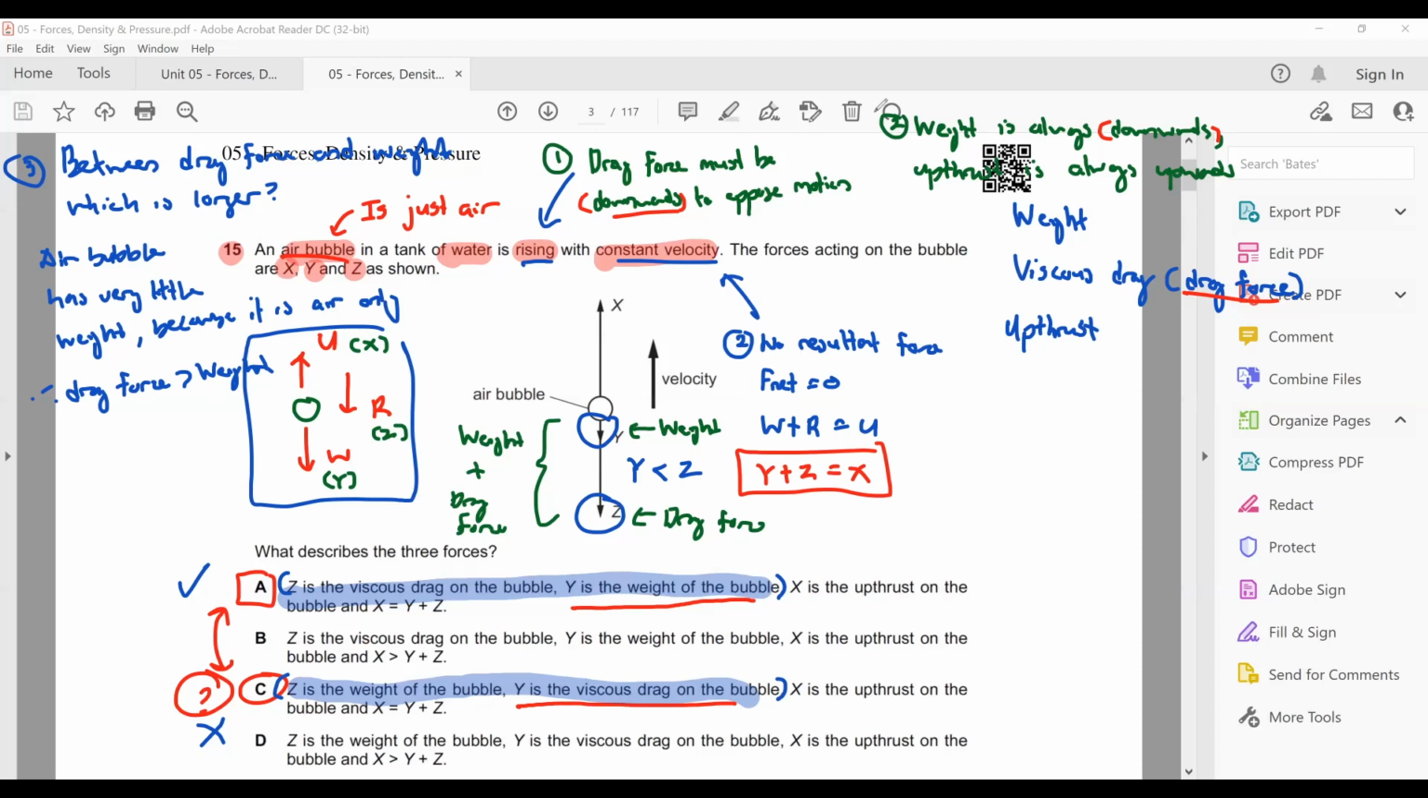So you would say that Z is the viscous drag on the bubble. Y is actually the weight, whereas X is actually the upthrust, and X is equal to Y plus Z. Okay? So that's the conclusion here, the reasoning here. So C seems somewhat similar, but there's one small thing that you needed to know. That is why C is not accepted. Okay, so that should be it.